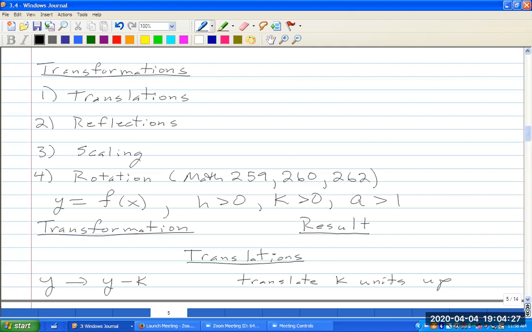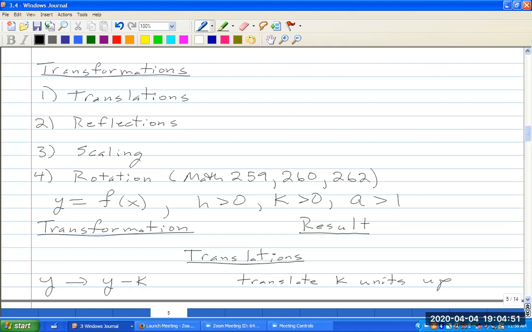A translation is just a rigid movement of a graph of a function, right, left, or up, down. And you can do any combinations where you keep going up, down, right, left of the sketch of the graph. A reflection.